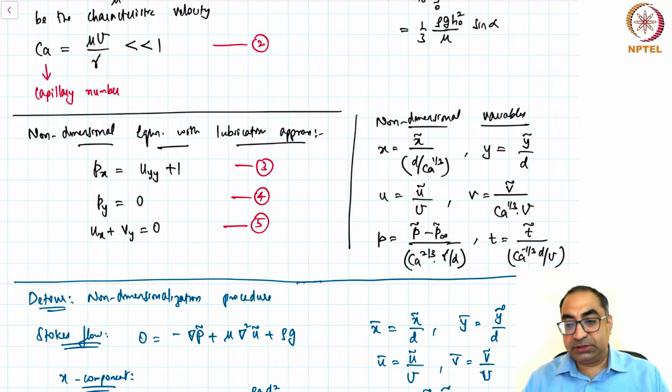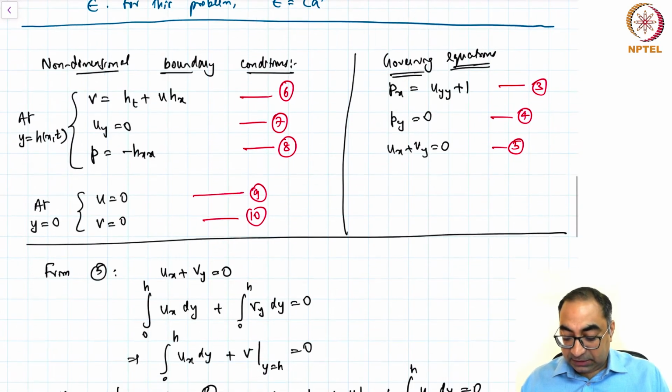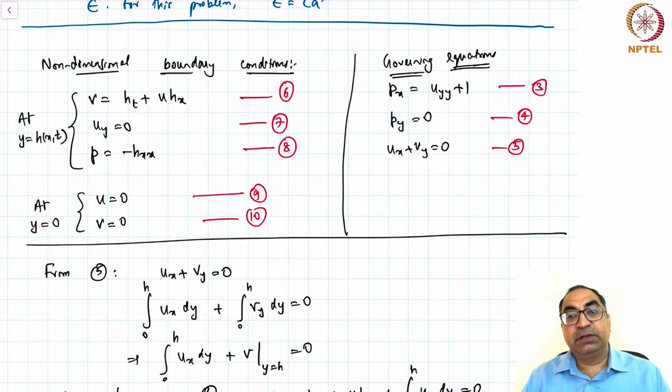Those are the governing equations. And we have 5 boundary conditions: the kinematic condition, the stress-free condition at the free surface, then the normal stress balance, which just says that the pressure in the thin film is related directly to the curvature. And we have the usual no slip and no penetration condition on the solid surface.